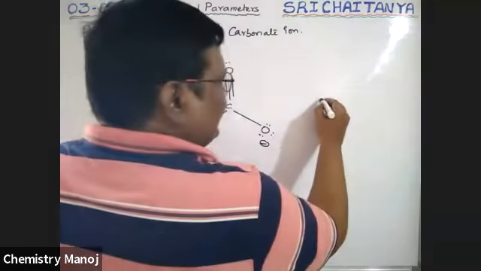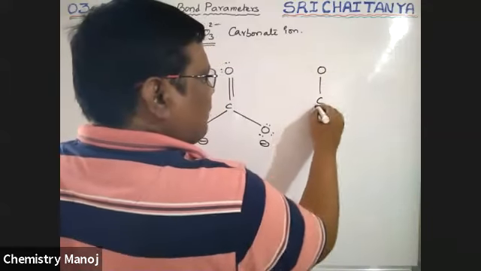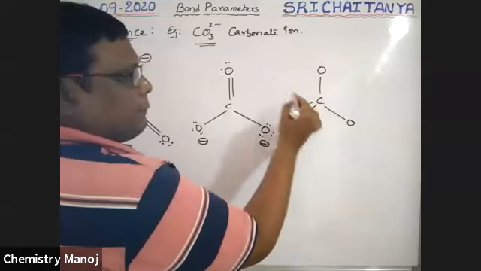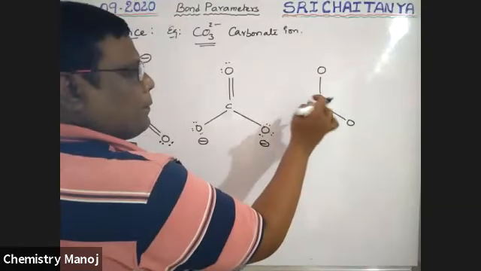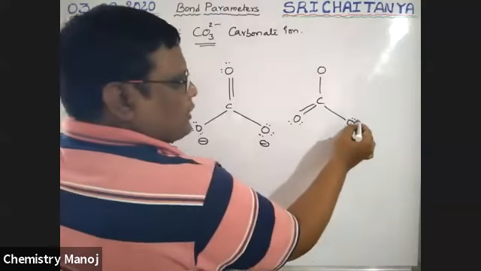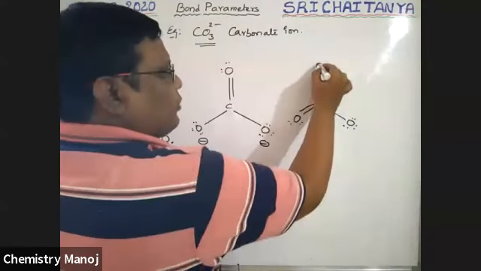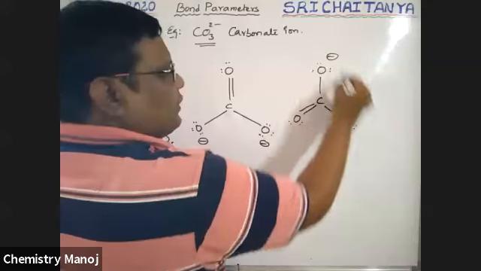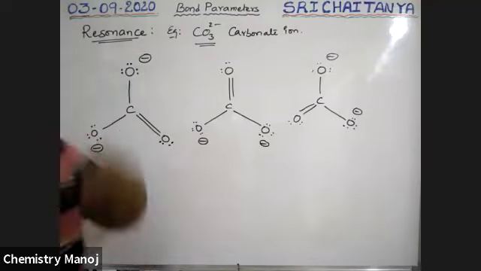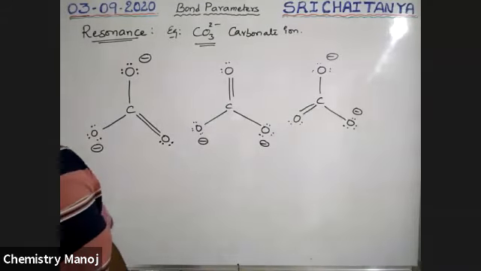Now I am writing the pi bond here, and that gives another structure, boys. Now the pi bond is here. This one has 2 lone pairs, and these have 3 electron pairs with the negative charge. So these are 3 different structures, boys, for the same CO3 2-.